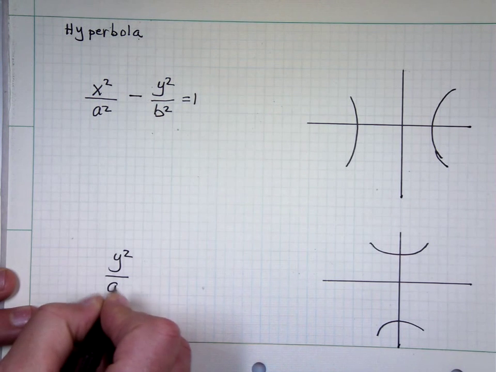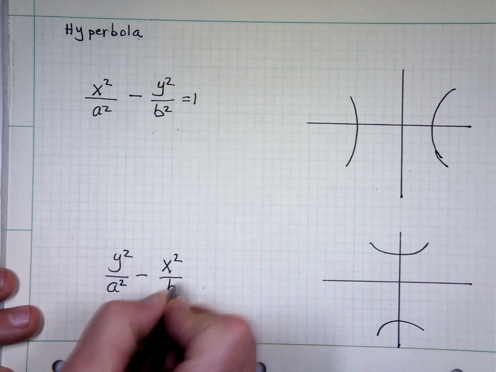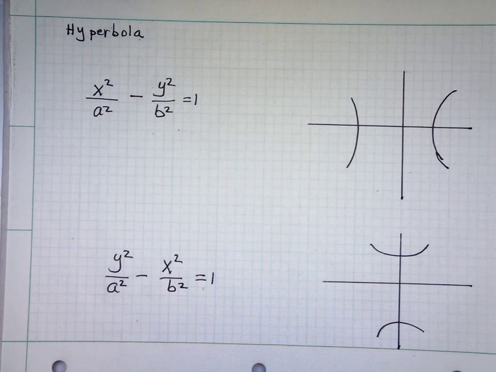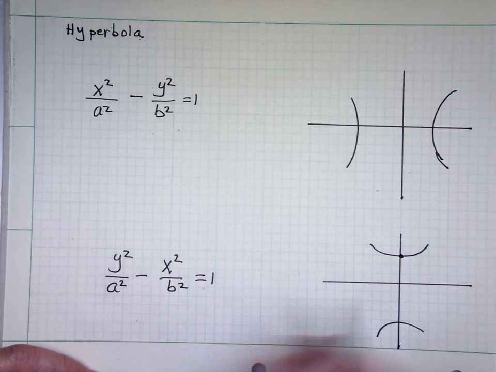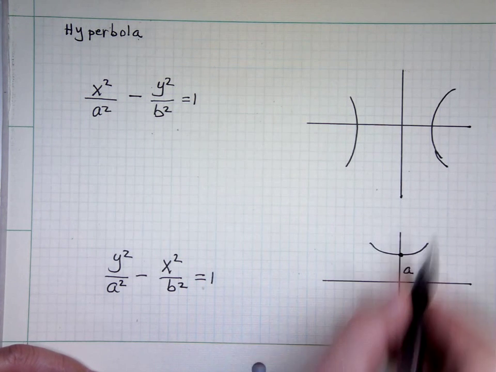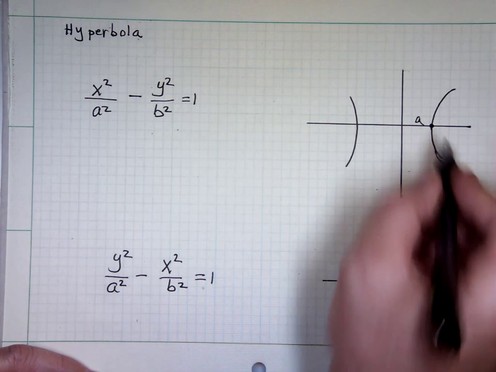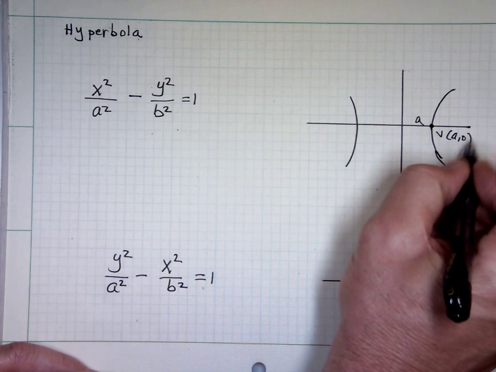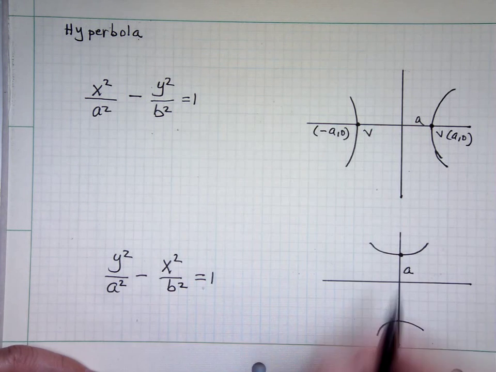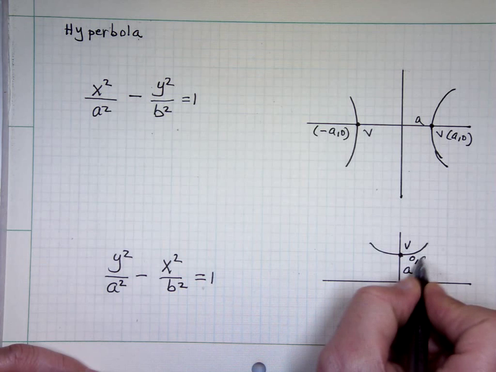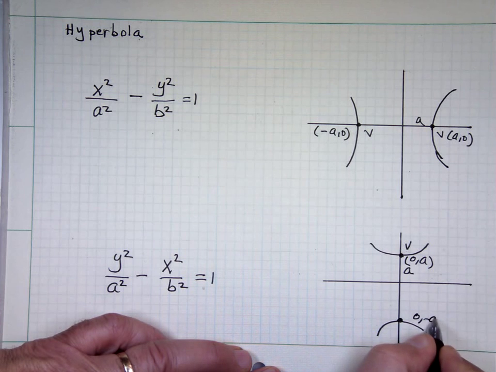So a is not the bigger side here. A is always where you intersect the axes. So it could be the shorter side, but we know the graph intersects right there. That's A. This distance here is A. So we know what that vertex is: A comma 0. And this vertex here is negative A comma 0. This vertex here is 0 comma A. This vertex here is 0 comma negative A.